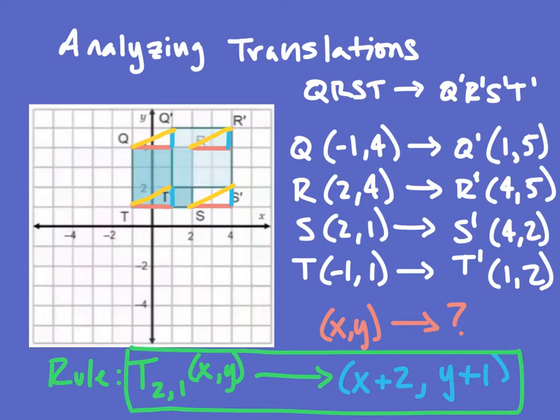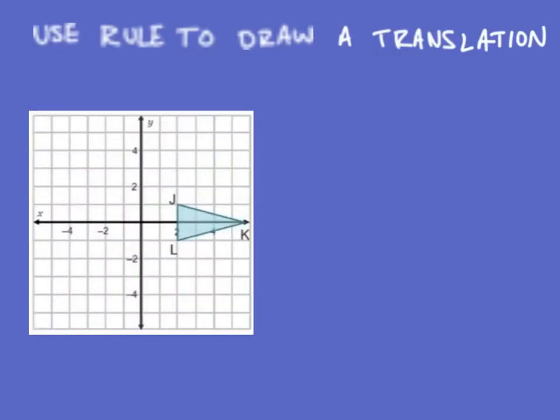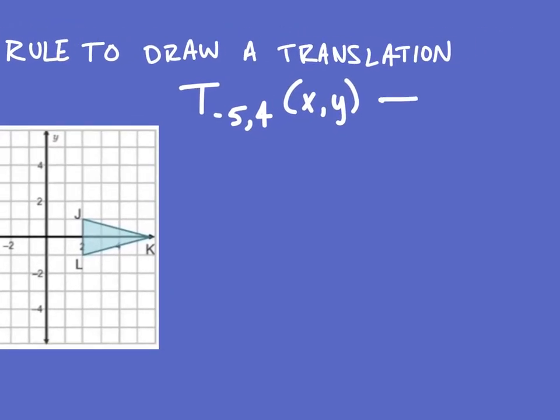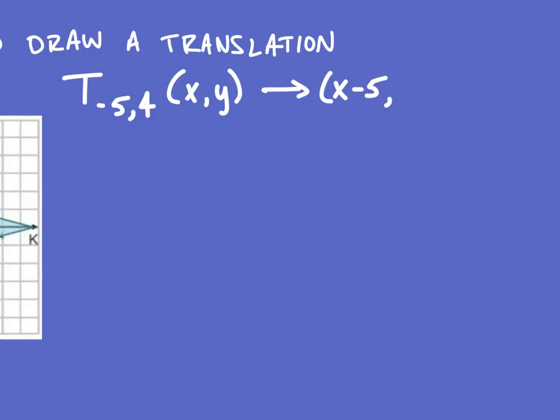So let's take a look at a problem where we use the rule to generate this. All right, so what I want to do is actually just use the rule to draw a translation. So let's say I'm given the rule t, and let's do -5, 4, okay? And what this means, my rule is just going to say that on my point x, y. And remember what this means. This means to take your x value and subtract 5, and your y value and add 4, okay?